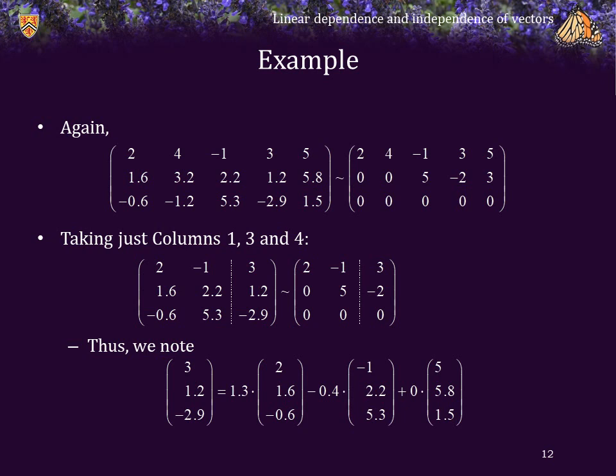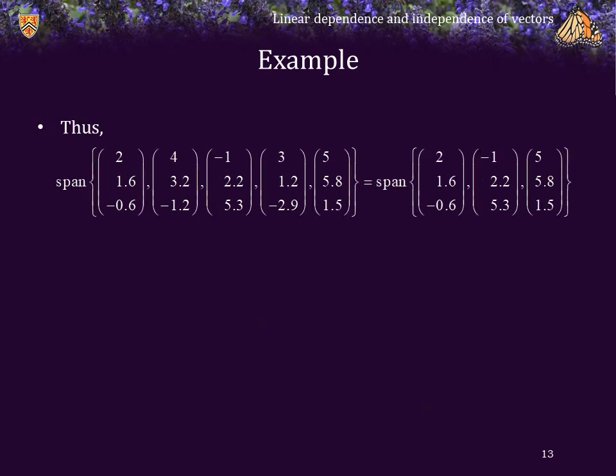Alright, so this now says that the fourth vector in the original collection depends on the first and third and also the fifth vector. Thus, we can indicate now that the span of the original collection of vectors is equal to the span of the first, third, and last vectors, because we were now able to first exclude the second vector and now the fourth vector.